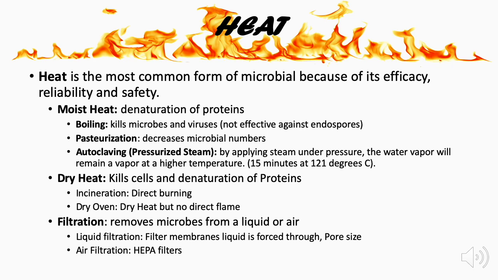Then we have dry heat. Dry heat kills cells and denatures proteins just like moist heat does. And the forms of dry heat we have are incineration, which is direct burning, and there are types of ovens called dry ovens. And dry ovens will also kill. They're not quite as effective as the direct flame, but they do work well for powders and other items that can't be exposed to water.